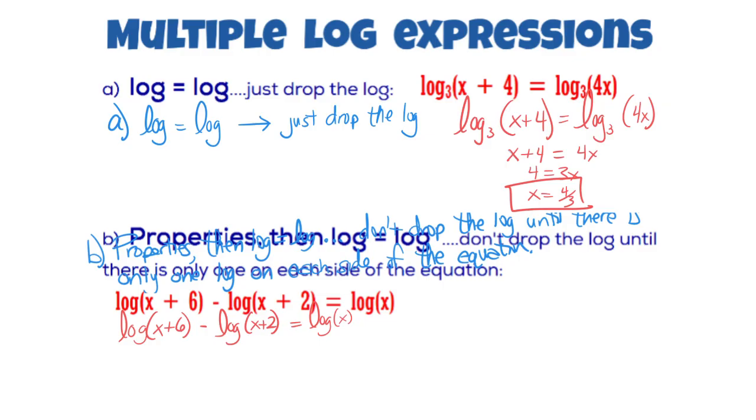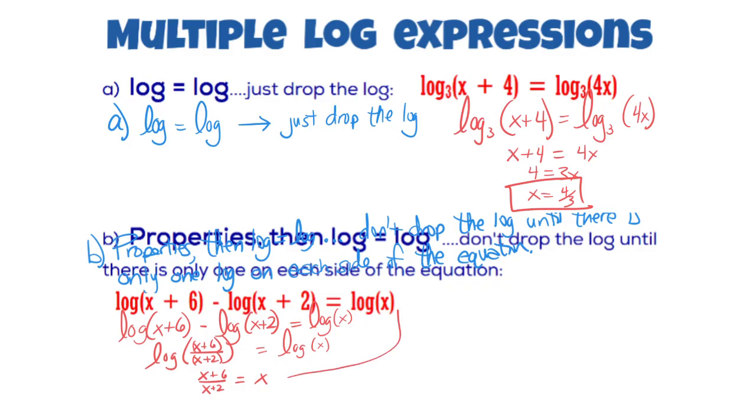So what I'm going to do is use my properties to condense this into a single log. Subtraction tells me that I need to divide. So I'm going to condense this to the log of x plus 6 divided by x plus 2 equals log of x. All right, so now I have log equals log. Now I get to drop the logs, and I get x plus 6 over x plus 2 equals x.